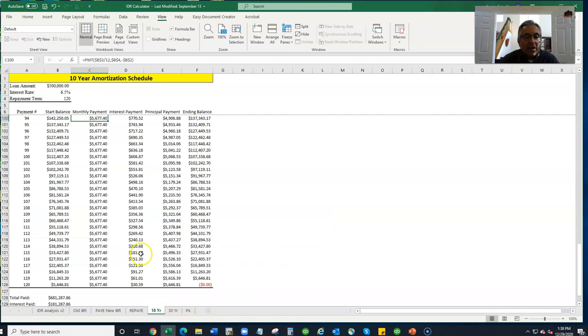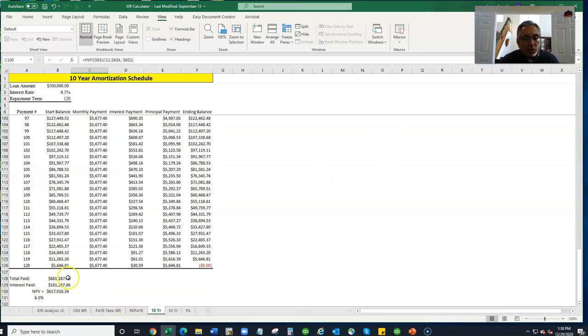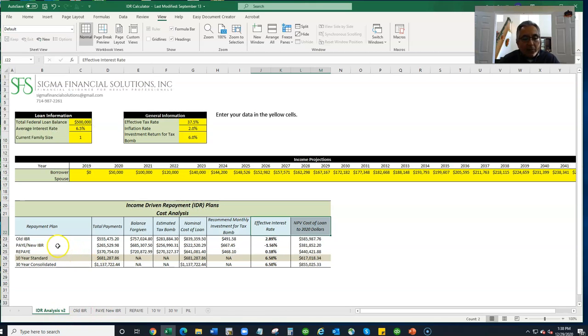And just to give you a sense of the payments, again, the monthly payment on $500,000 at 6.5% is almost $5,700 per month. So total paid would be $681,000. If you had an original balance of $500,000, then the interest that you paid over that 10 years is $181,000. So, with, let's say, Pay As You Earn or new IBR, the total payments are based on this income stream over a 20-year period. So your total payments based on income came out to $265,000.